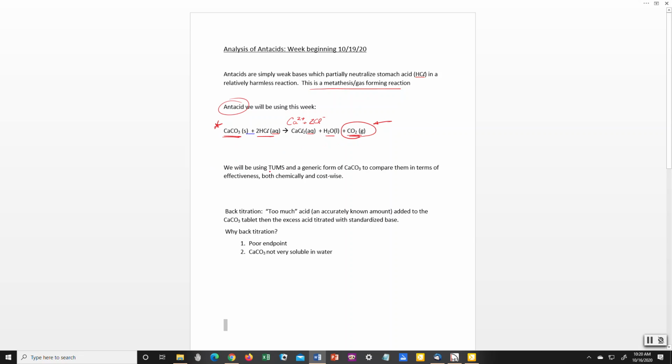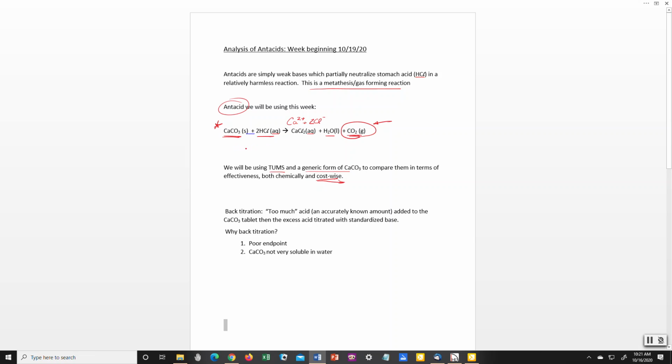Now, as I said, we're going to be using Tums, also a generic form of Tums, and we're going to compare them. We're going to compare them both in terms of how well they actually neutralize acid, how much acid each pill neutralizes, and how much acid is neutralized per penny. Okay, so the cost effectiveness.